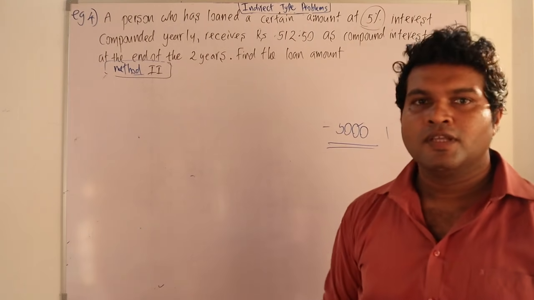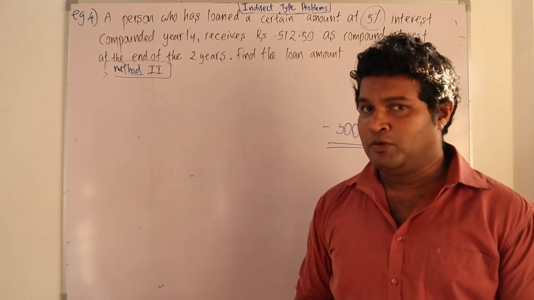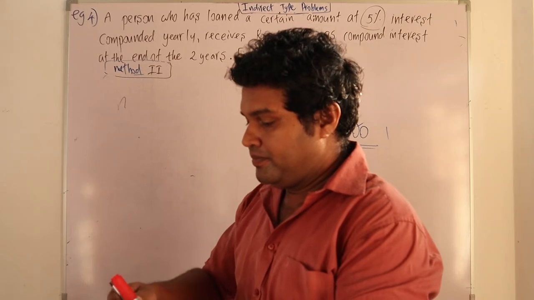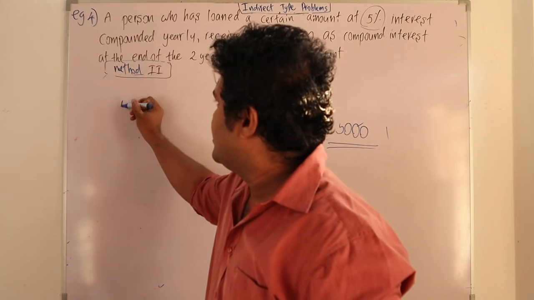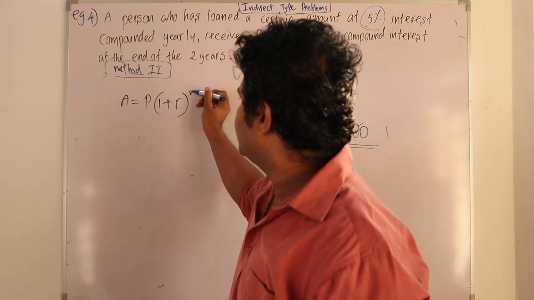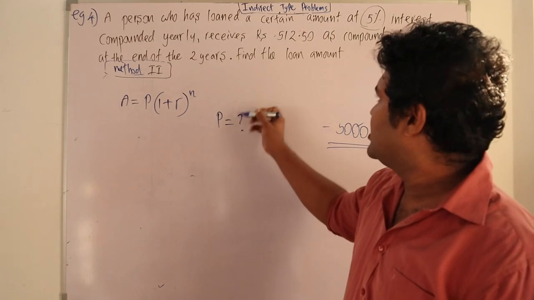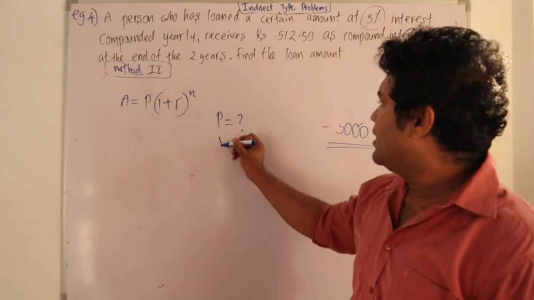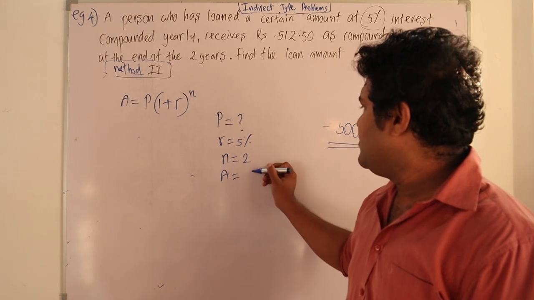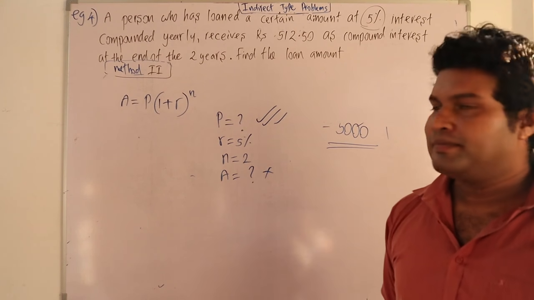Method 2. According to method 2, I think using the formula we can find the answer. But in the formula, can you remember? A equals P times 1 plus R to the power n. Right? There's P. We don't know P. P is the question: find the loan amount. And R is 5%. N is 2. A we don't know. But the question is this, not A.